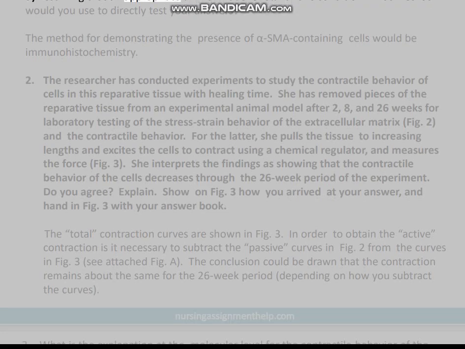D. Assuming that an appropriate animal model exists for this condition, what method would you use to directly test your answers? The method for demonstrating the presence of alpha-SMA containing cells would be immunohistochemistry.